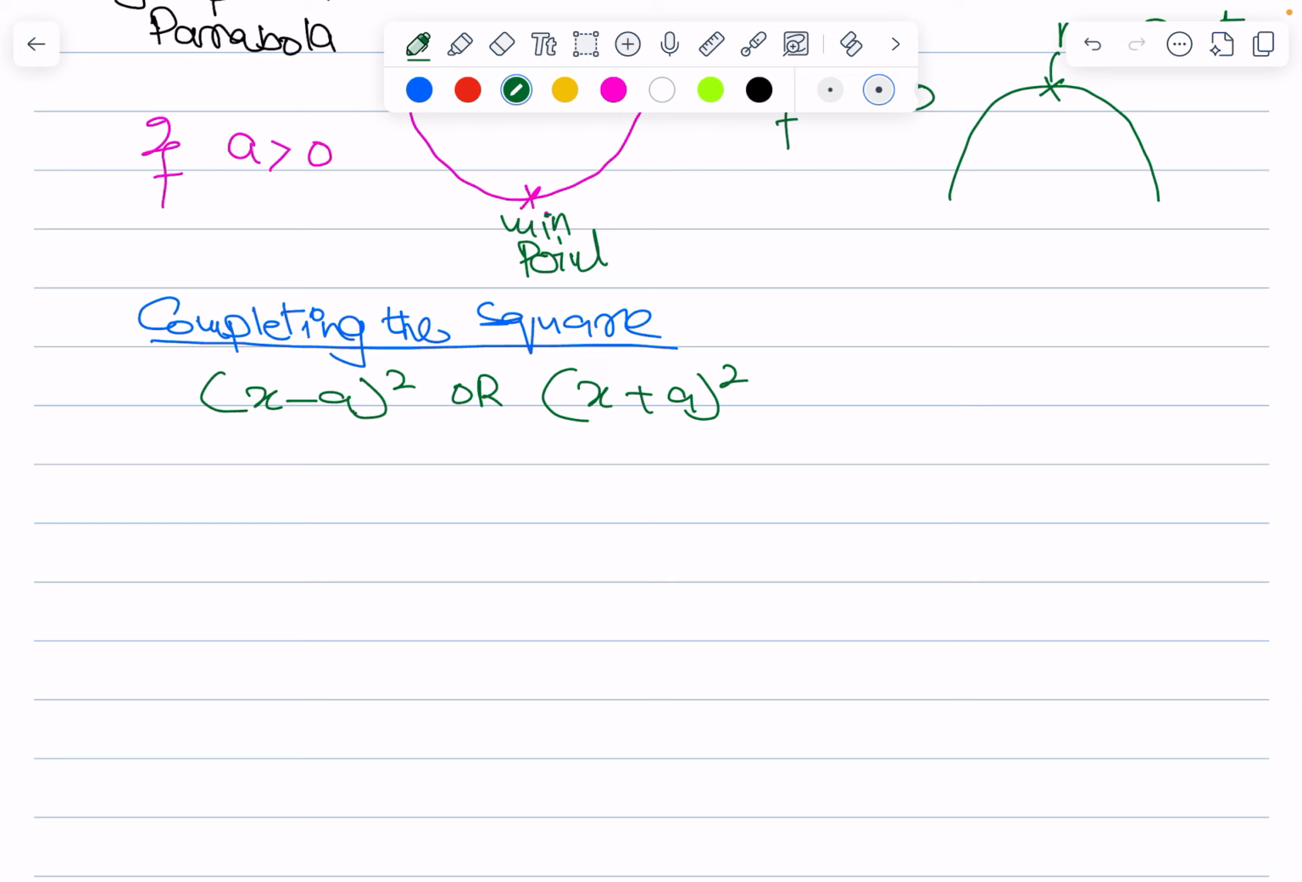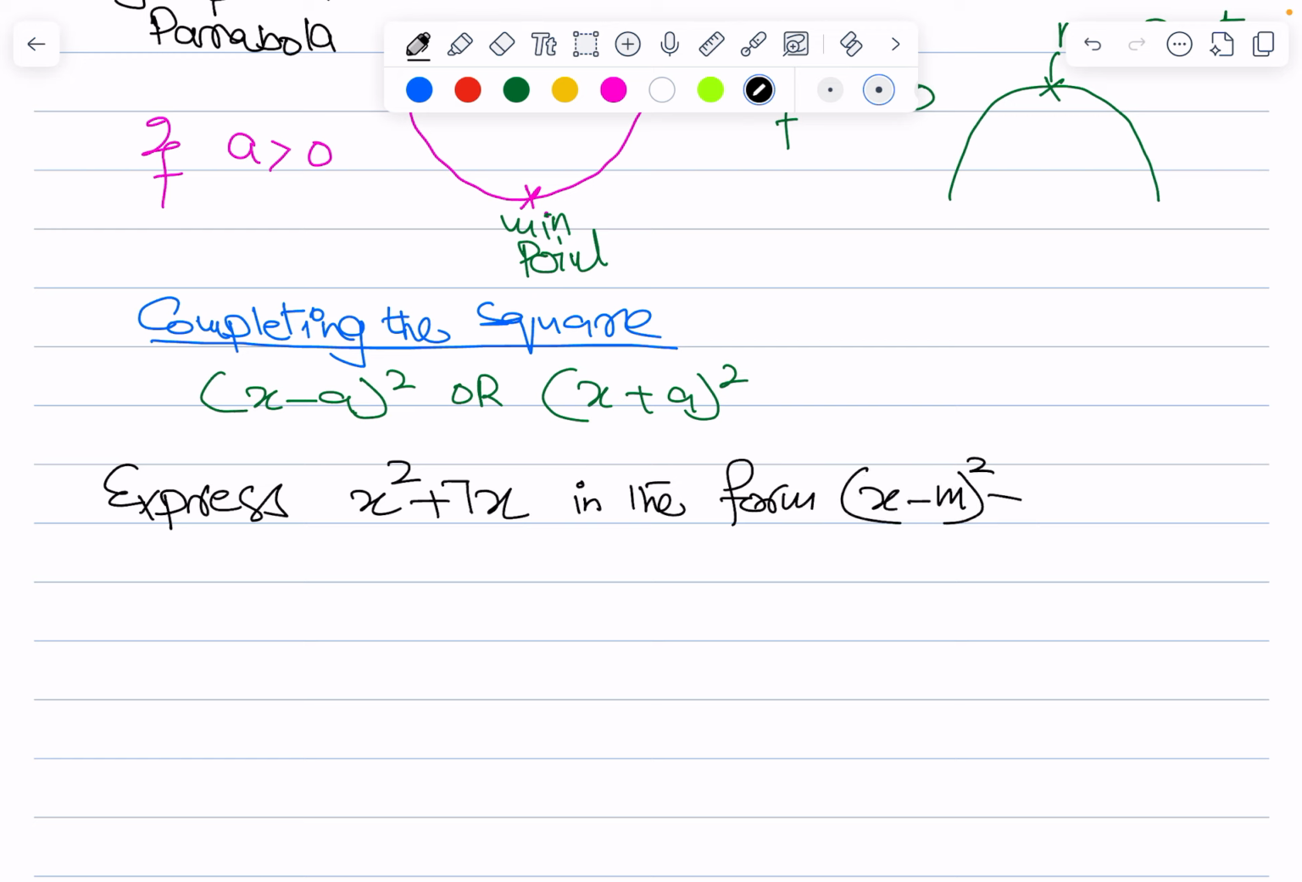There are two methods: you can find unknown values by completing the square. For example, if we have a question like this: express x square plus 7x in the form x minus m whole square plus n.